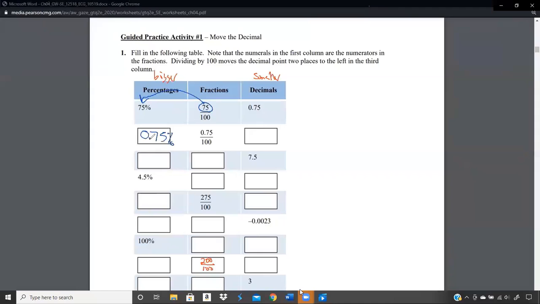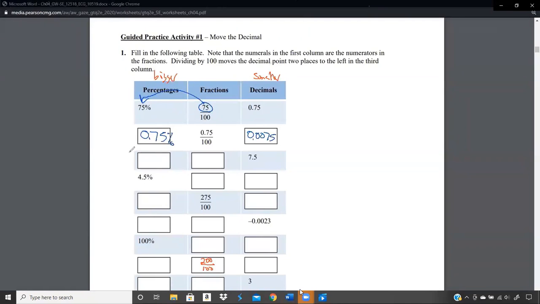So we don't go right. We know we're going to go left twice, which is going to end up putting a filler zero in place. So it's going to be, excuse me, two filler zeros, 0.0075 as a decimal. Again, all of these fractions are going to be focused on denominators of 100. In reality, your goal would be to reduce them. So that's just a little quirk about this.